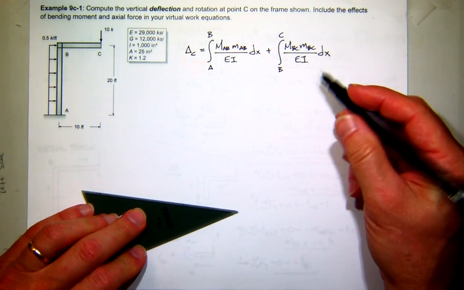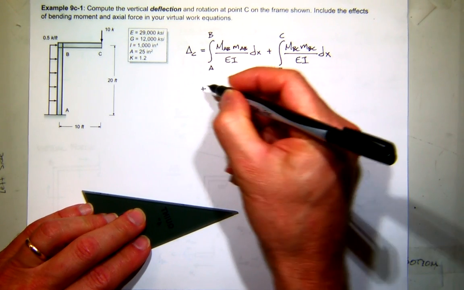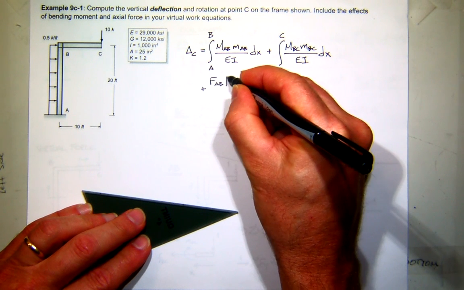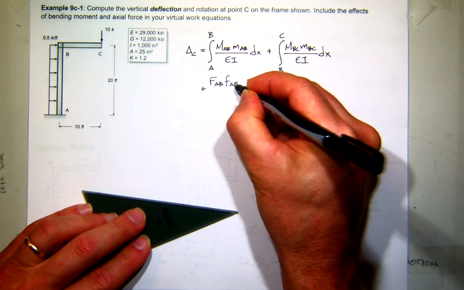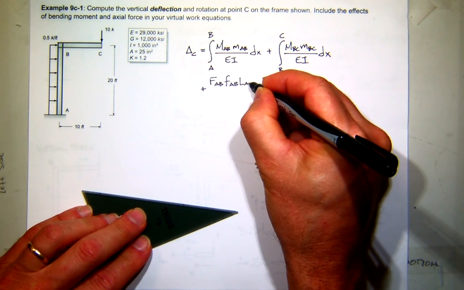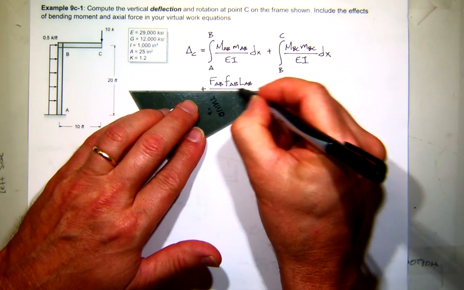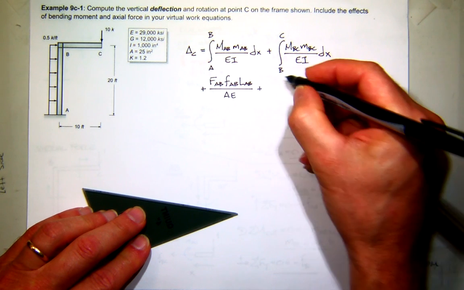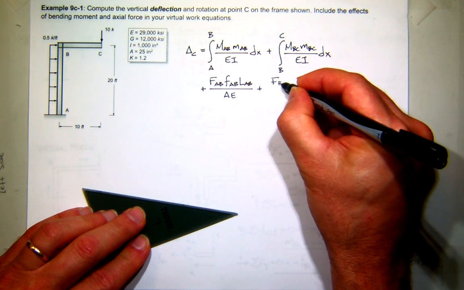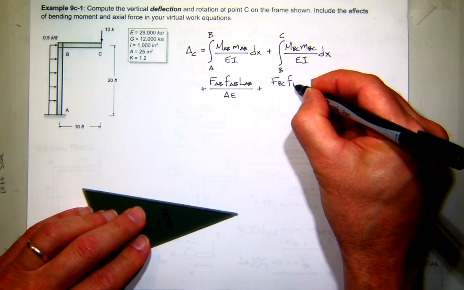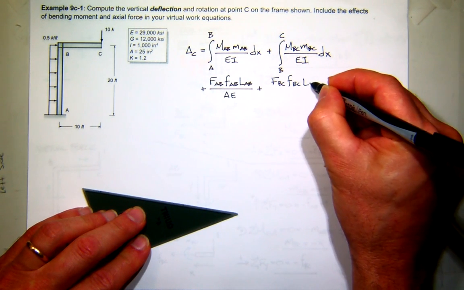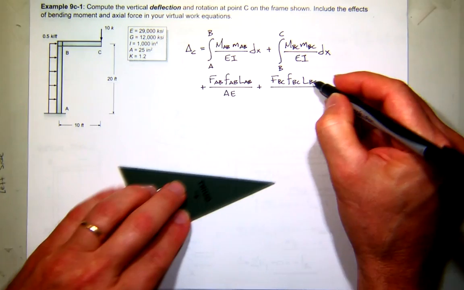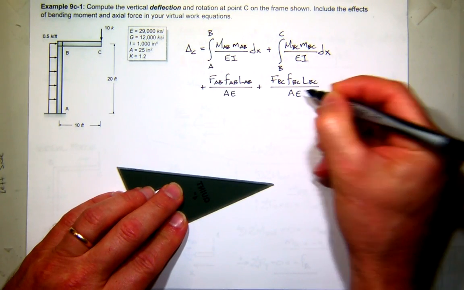The axial component, right? So then I would add to that the force in AB times the virtual force in AB times the length of AB divided by AE, plus the real force in BC, the virtual axial force in BC, the length of BC divided by AE. So that's all the pieces I need to do.